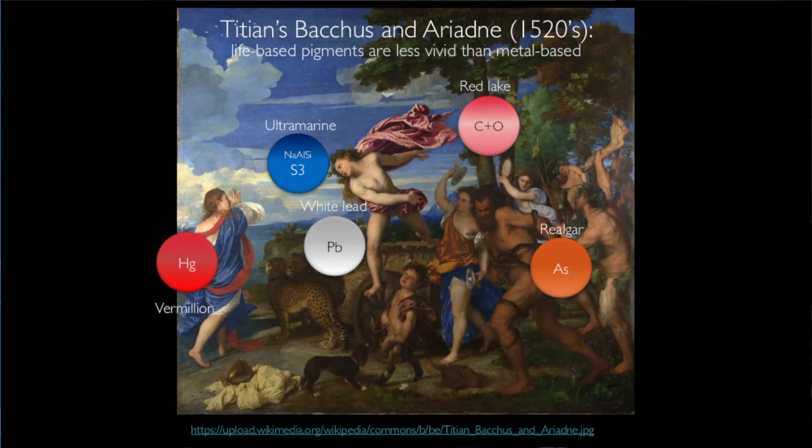If you look at Titian's Bacchus and Ariadne, you can see a lot of the different colors. Here's the white lead that we were talking about before, the lead carbonate. This is vermilion, which is a mercury mineral, and realgar, which is an arsenic mineral. These colors are very bright and they stand out even here. And also, by the way, that's ultramarine. Apparently, the patron had a lot of money because the whole sky was blue from the ultramarine crushed gemstones.